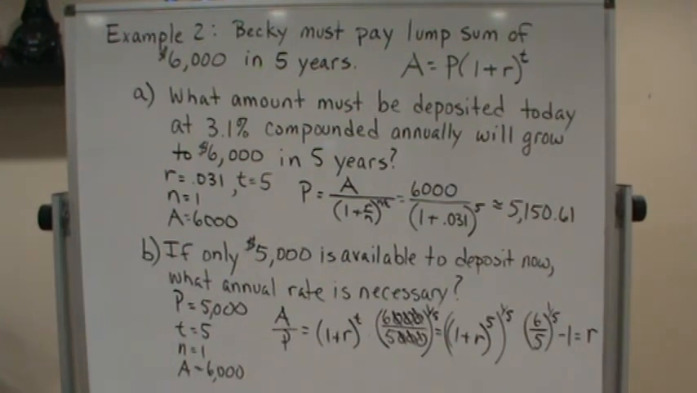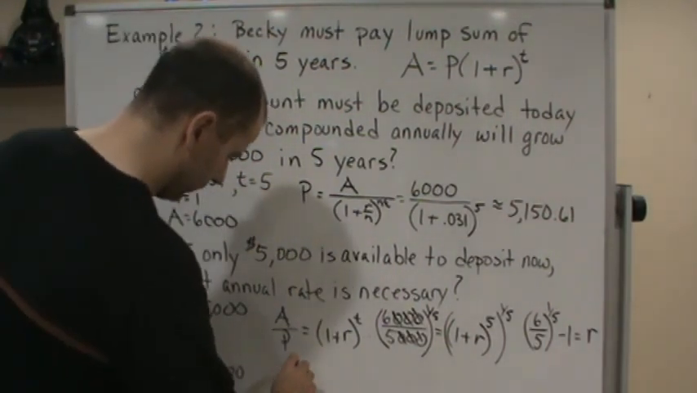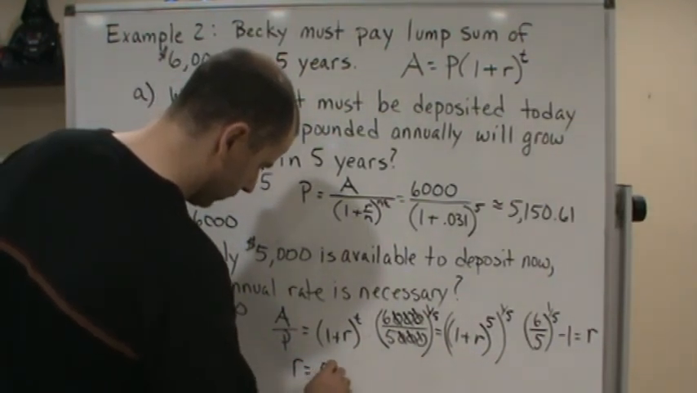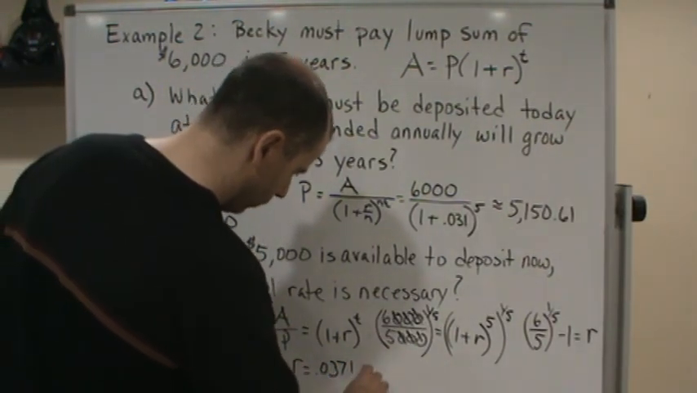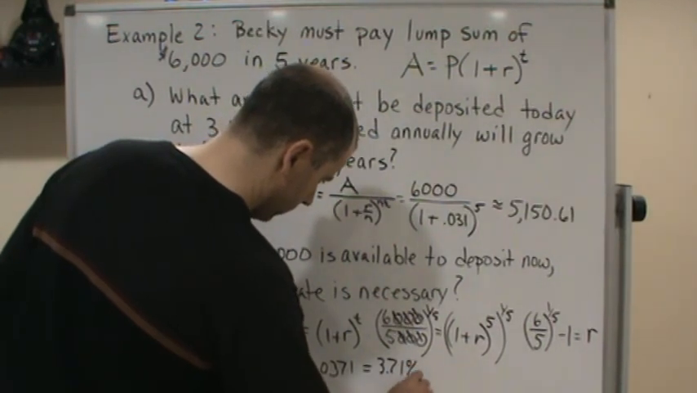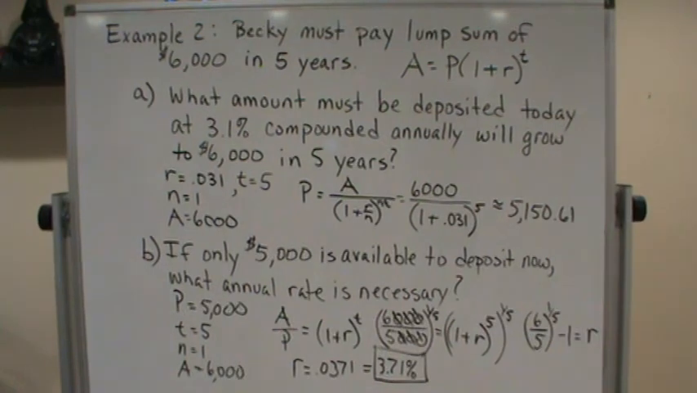So R ends up equaling 0.0371, which is equal to 3.71%. So that's the interest rate we would need to get. So we would need a higher interest rate to reach our target.